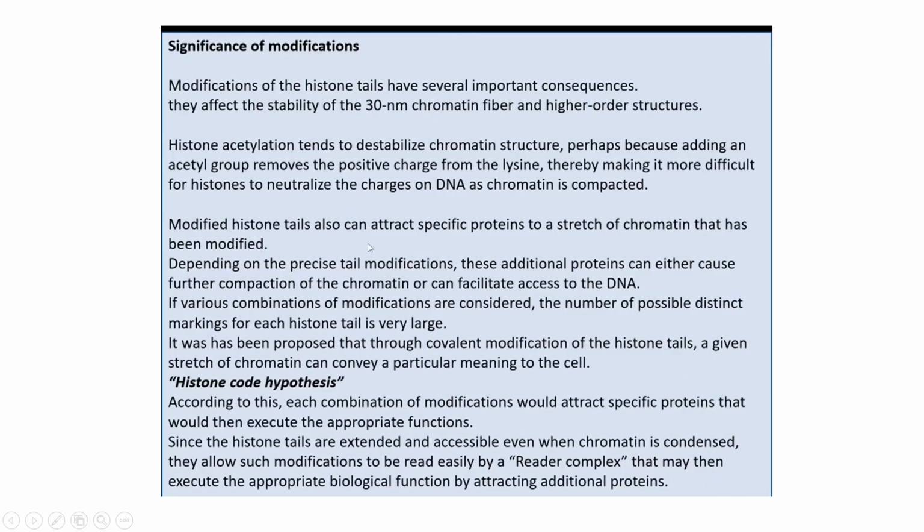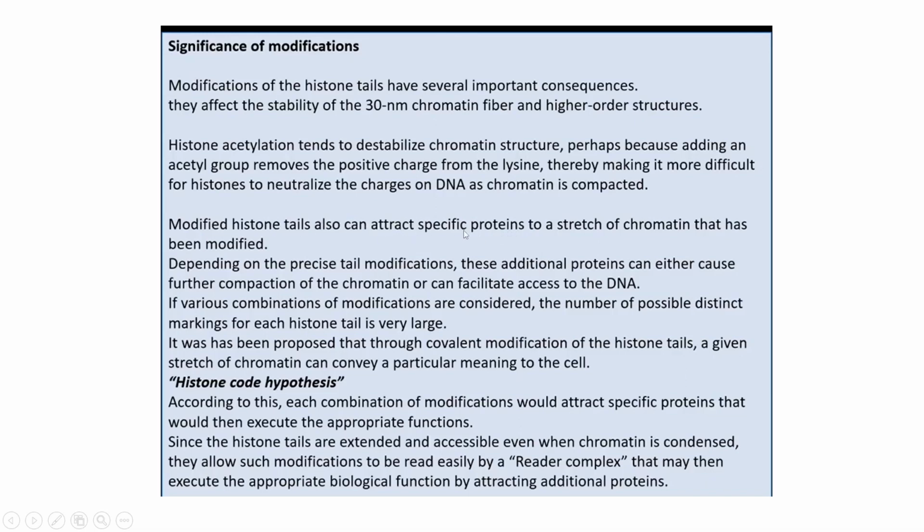Modified histone tails can also attract specific proteins to a stretch of chromatin that has been modified. Depending on the precise tail modification, these proteins can either cause further compaction or facilitate access to the DNA. So if a certain phosphorylation is there on the serine residues, then only some protein which helps in the compaction or some other process will be allowed to bind. If there is a modification in the histone tail, then only that DNA portion will allow the other proteins to bind. If it is not there, then it will not allow.